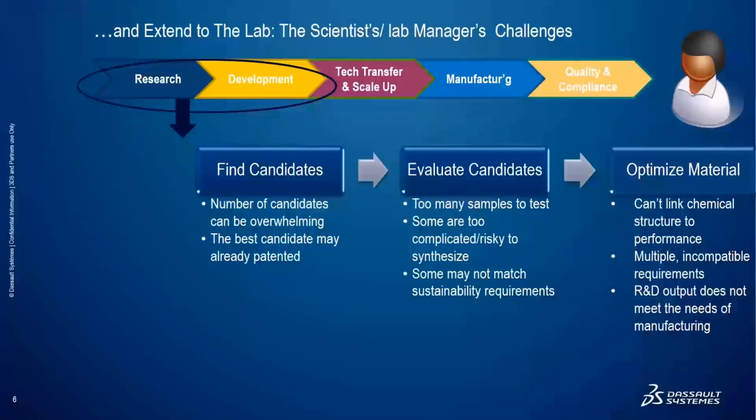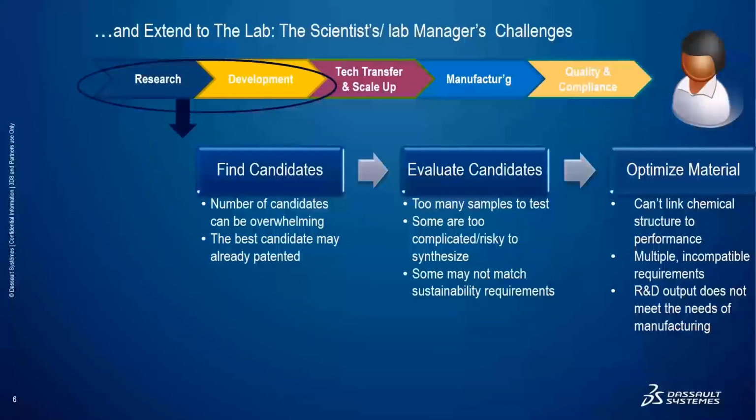And the candidates are so overwhelming that you might not be able to do that experimentally. The second thing is once you find a candidate, you want to evaluate it. Evaluate means what properties it can deliver, right? Is it complicated? Is it difficult to synthesize? And they're also not matched to sustainable requirements. And finally, your material structure to performance should be linked, and R&D output does not meet the needs of manufacturing.